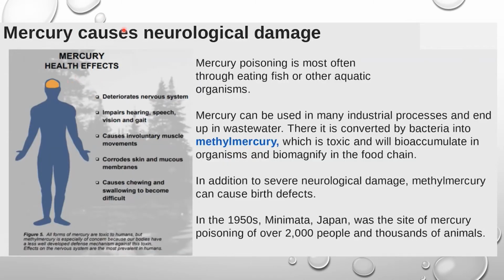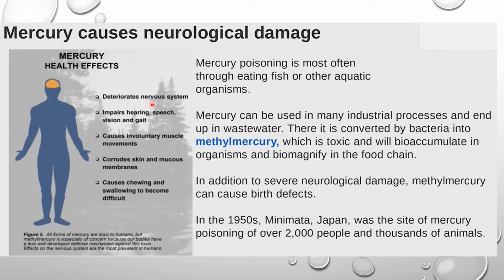Okay, so now we're looking at the actual neurological damage and other effects that mercury has on humans. So now we know how you can get the mercury in your water and by eating things that live in the water, right? And also in the air. So mercury is bad, we know that. Well, why is it bad? What does it do to humans? You can read this list on your own. I'm not going to do all of it, but it deteriorates your nervous system.